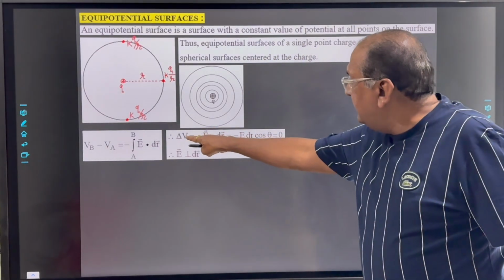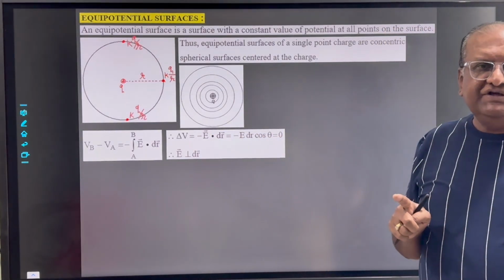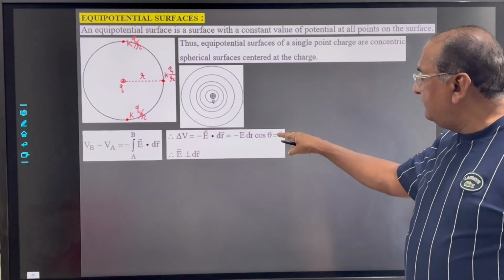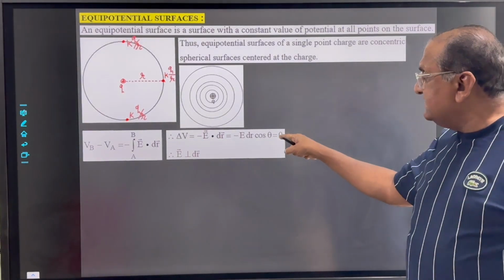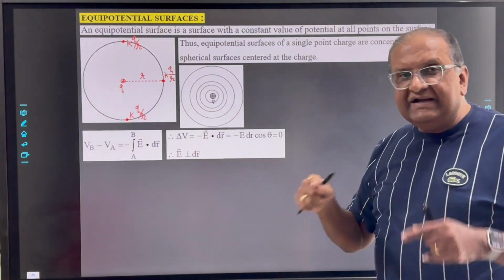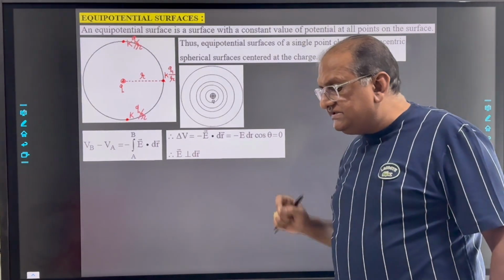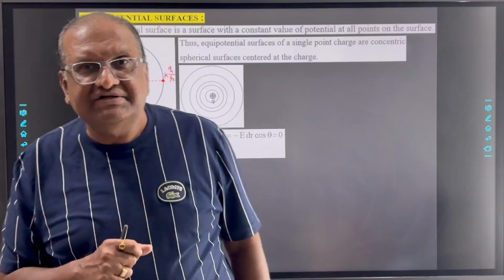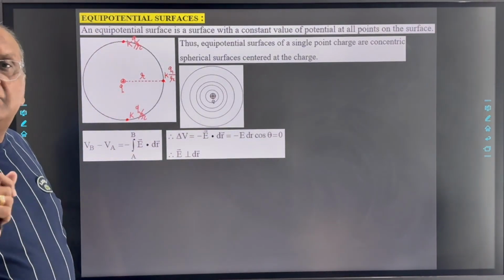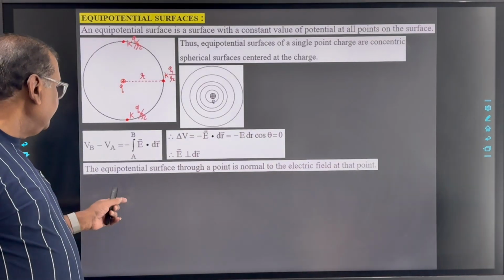So if we take delta V equal to 0, the electric field is not 0, dr is not 0, which means cos theta is 0, so theta is 90 degrees, which is the angle between E and dr. Now the displacement is on the equipotential surface. So we can say at each and every point on the equipotential surface, the electric field is perpendicular to the surface.